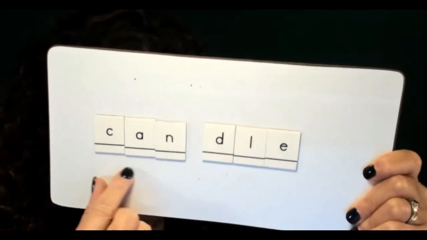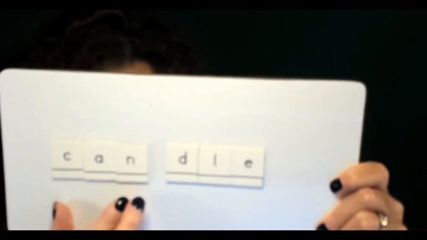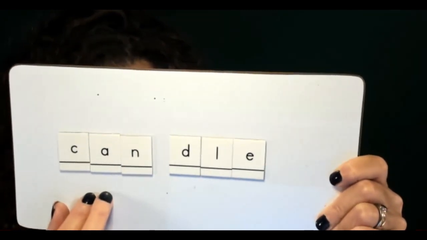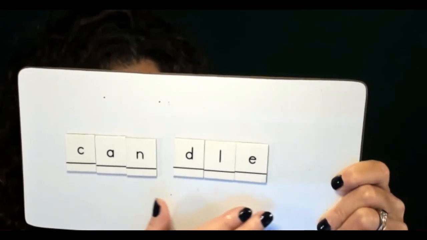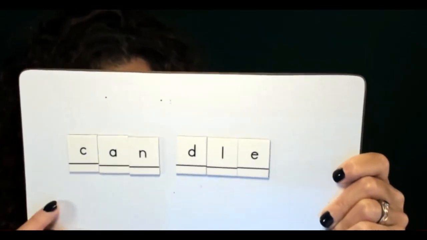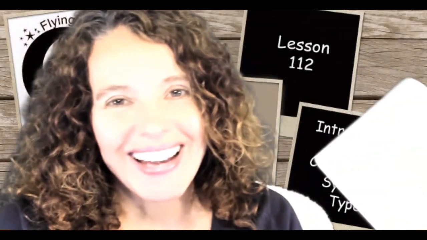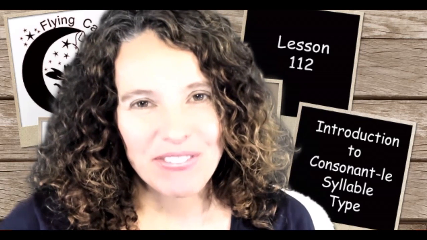What type of syllable do we have here? Tap it and say it. Can. And did you say that was a closed? Right. And then when we read the second syllable, we're going to read the D and the O, and the E is silent. So what's that word? Great job. That is the end of lesson 112. This is Shawna Odette from the Flying Cat Academy.